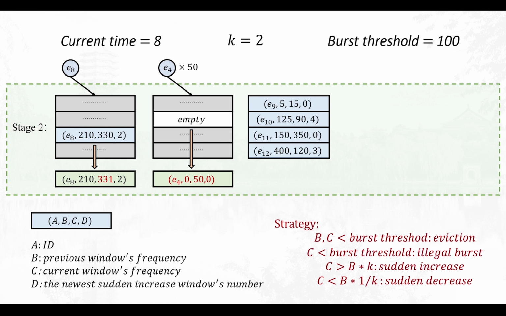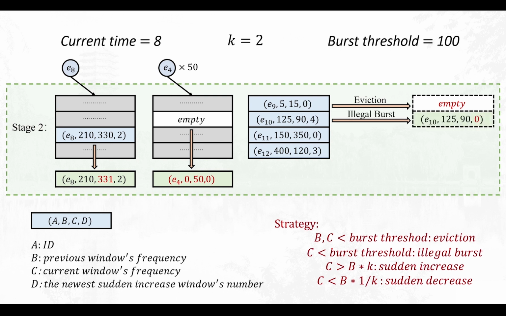At the end of each time window, we will scan the whole stage 2 to check if bursts occur. Suppose the burst threshold is 100, which means the frequency of the windows between the burst's sudden increase and sudden decrease window must be higher than 100. The frequency of E9 in the recent 2 time windows is both lower than the burst threshold. Therefore, we think E9 is no more a potential burst and evade it from the stage 2.